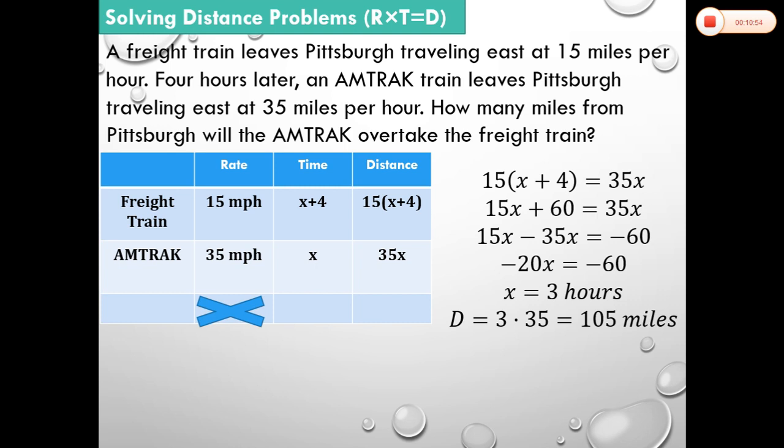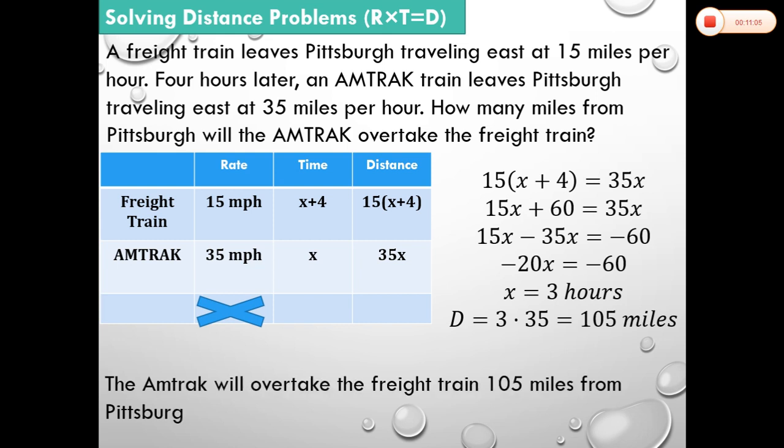So the distance traveled is equal to the rate multiplied by the time. So 3 multiplied by the rate 35 will be 105 miles. Therefore, the Amtrak train will overtake the freight train 105 miles from Pittsburgh.